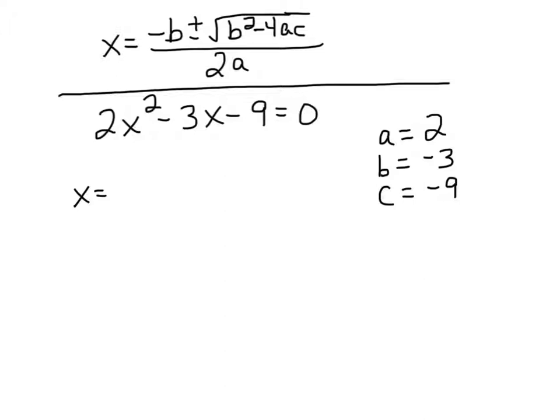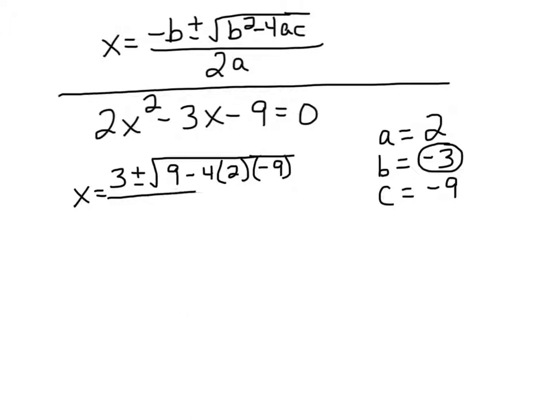I get x is equal to, I want the opposite of b. b is equal to a negative 3, so the opposite of that is 3, plus or minus the square root of b squared. b is negative 3, so negative 3 squared is 9, minus 4, times a is 2, times c is negative 9, and it's all over 2a, and since a is equal to 2, it would all be over 4. Then I'm going to go through and just work on simplifying this. I have 3 plus or minus, and once again I'm going to figure out what I have underneath the square root.